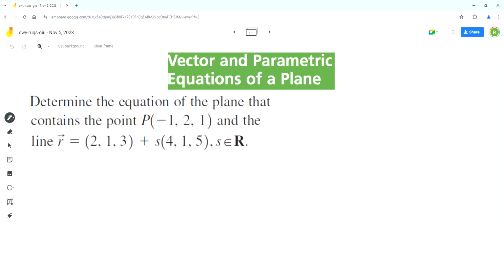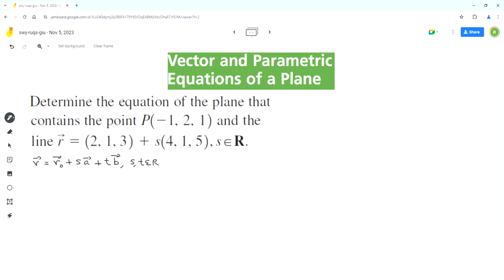For this problem, we can determine the equation of the plane in vector form. So let's start by writing the general equation of a plane in vector form. In this equation, vector r represents the position vector of an unknown point that lies on the plane. Vector r0 represents the position vector of a known point that lies on the plane.